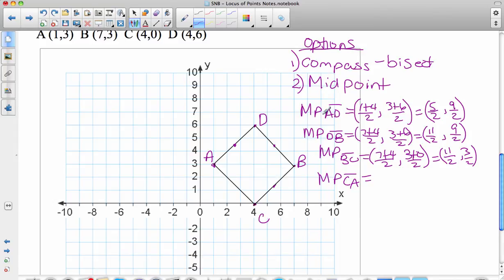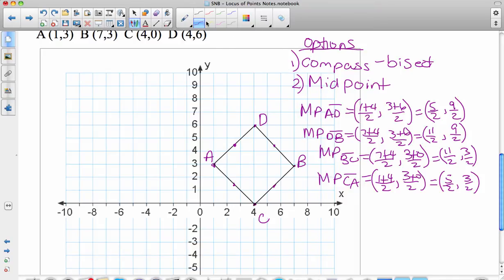And the last midpoint would be for CA, which means we would have (1 plus 4) over 2, comma, (3 plus 0) over 2. Simplifying again, we would have 5 halves, comma, 3 halves. So 5 halves is 2.5, so over 2.5, up 1.5, that would give us that midpoint.